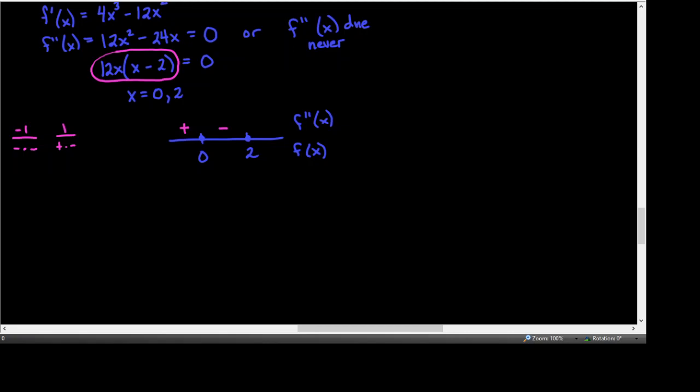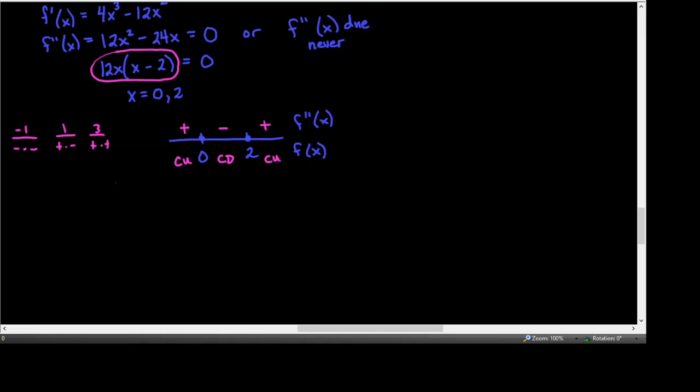And then finally, maybe 3. 12 times 3 is positive. 3 minus 2 is positive. Positive times positive is positive. So that second derivative value tells us that the function f is concave upward from -infinity to 0, concave downward from 0 to 2, and concave upward from 2 to infinity.